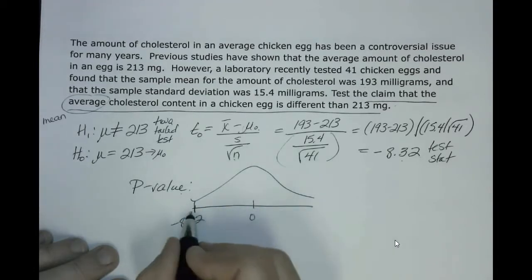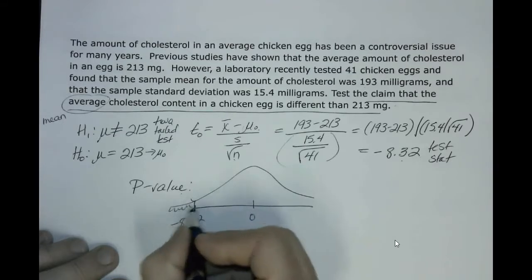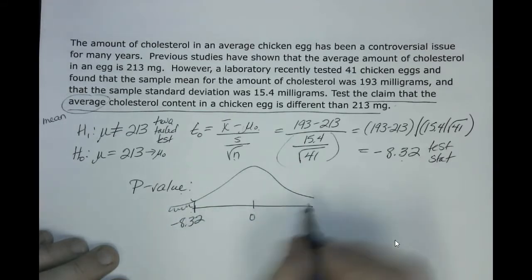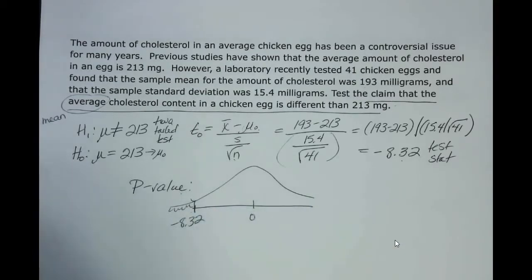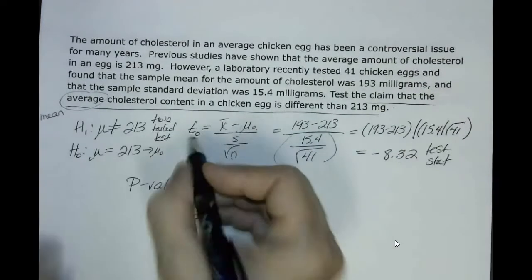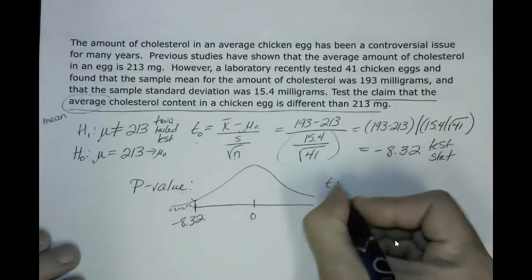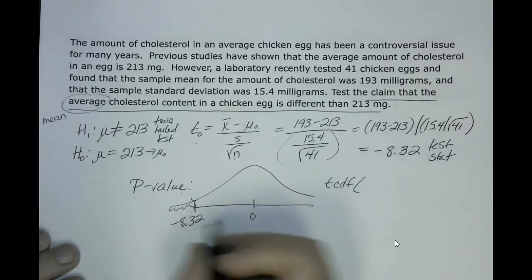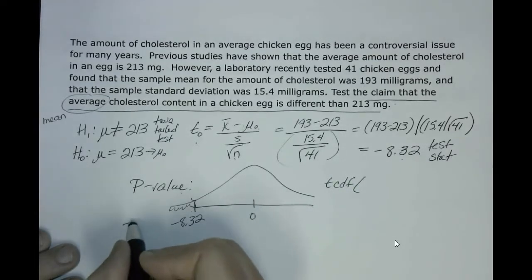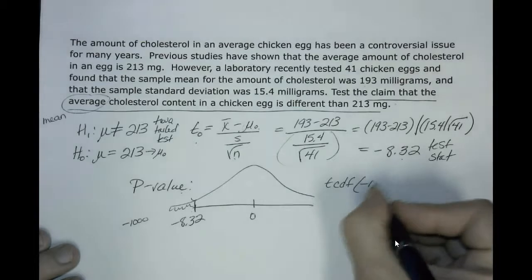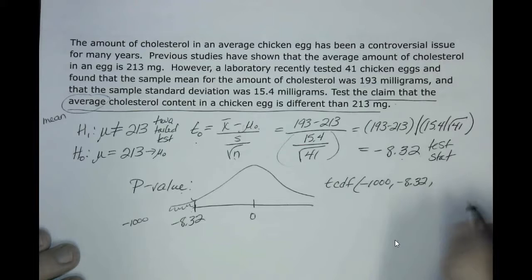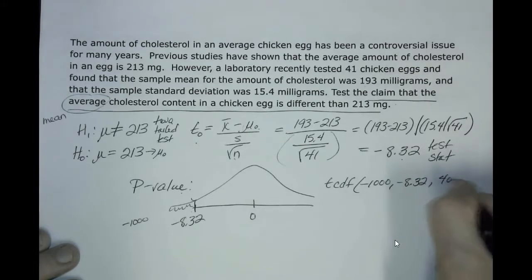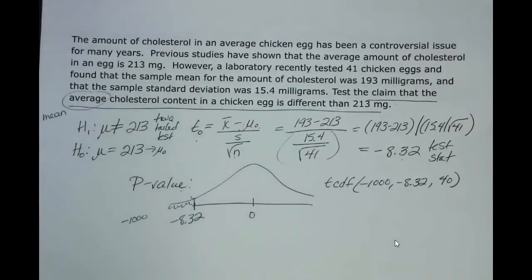Since this is to the left of 0, that means we're going to look in the left tail of our distribution. So if it were positive, we'd be looking at the right tail. Since it's negative, we're looking at the left tail. So in this, because this was a t, that means we're doing the t-CDF. So our lower bound is going to be a big negative number like negative 1,000. Our test statistic is going to be our upper bound. And then here we put in the degrees of freedom. Since our sample size was 41, our degrees of freedom is 40.